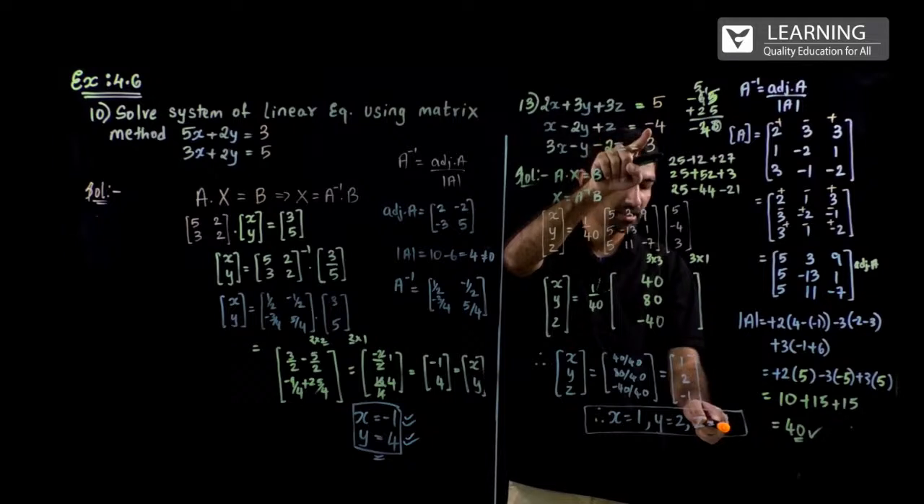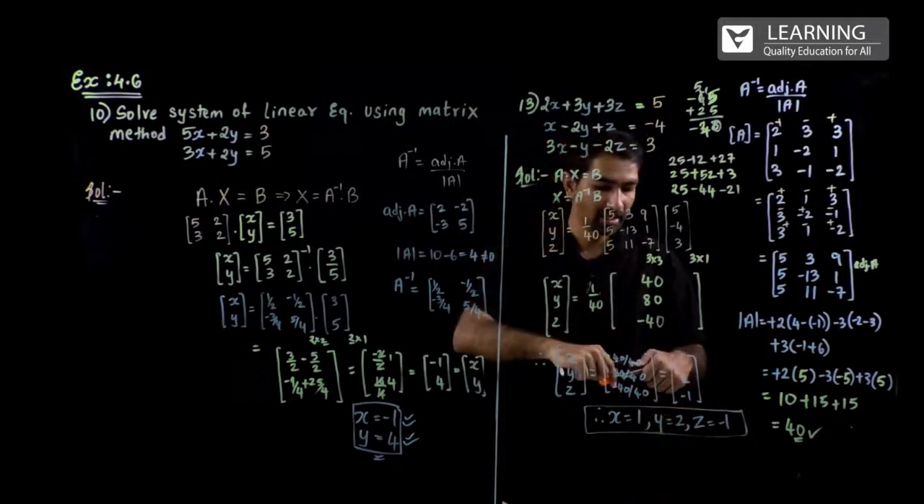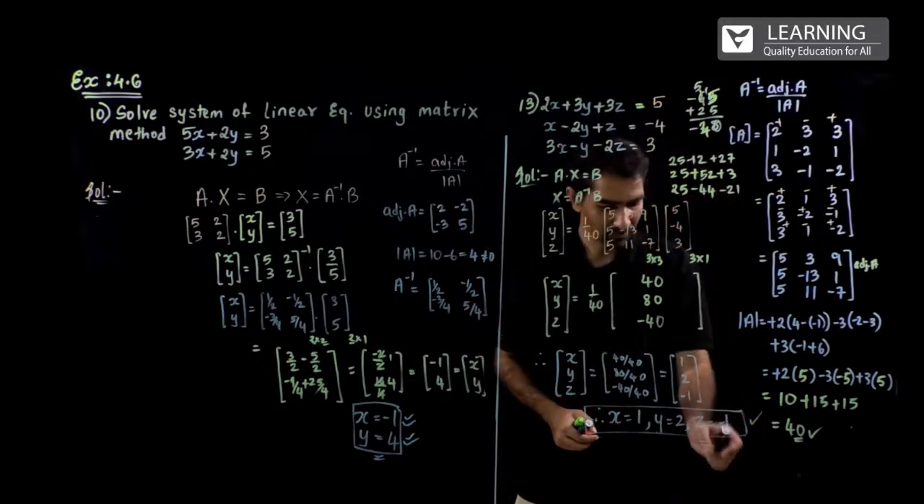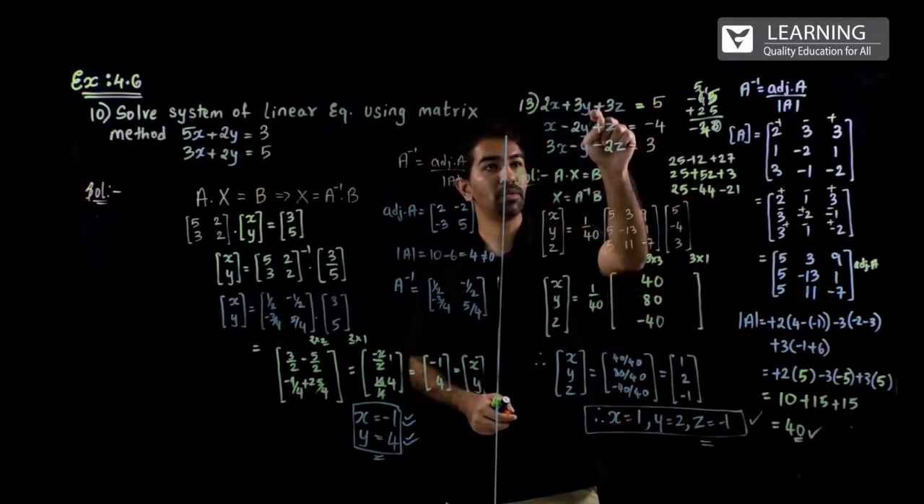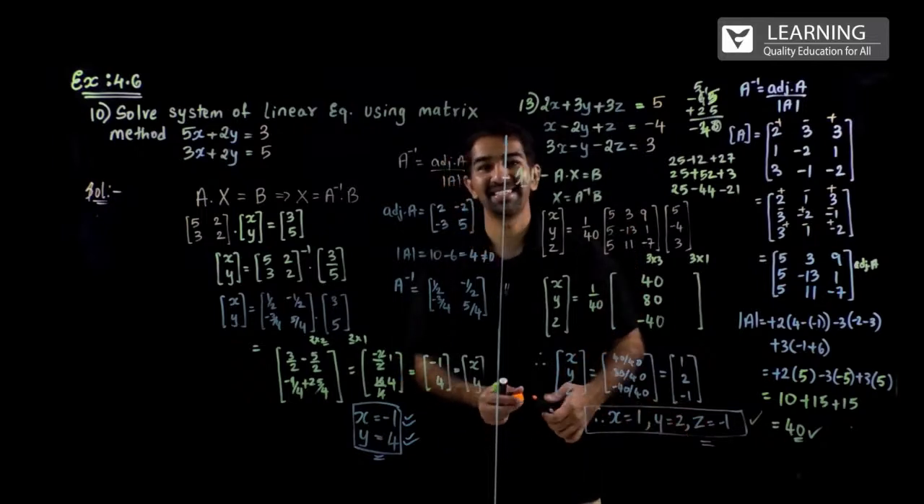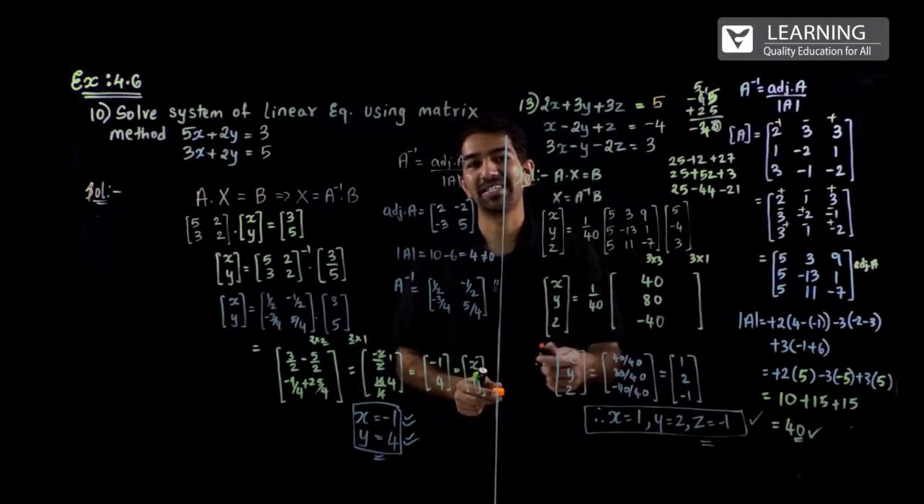Minus 3 minus 1 is how much? Minus 4. So this is satisfying, right? So you can conclude that this answer is right. If you want, you can also substitute these values in equation 1 and equation 2, and obviously it will get satisfied. So this is the right answer.